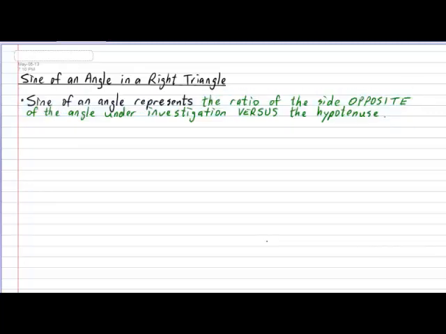The definition of the sine of an angle is very simple. The sine of an angle represents the ratio of the side of the triangle that is opposite of the angle under investigation versus the hypotenuse, which is the longest side in a right triangle. In order to illustrate this definition, please take a moment to prepare the following example. Go ahead, pause the video, and prepare the image now.